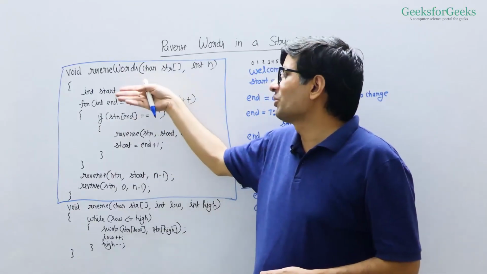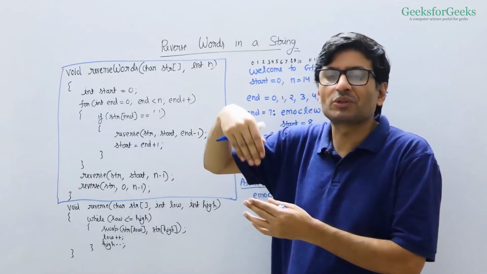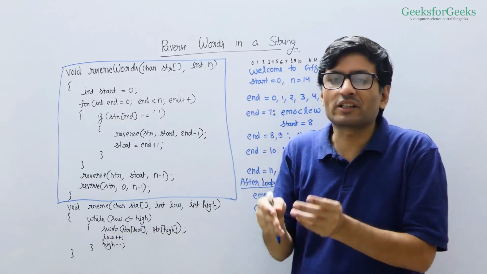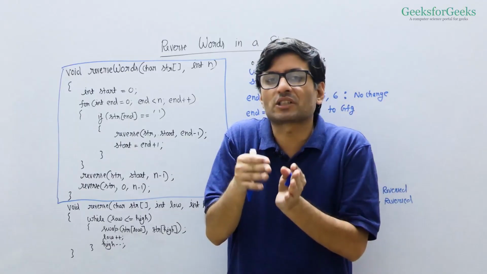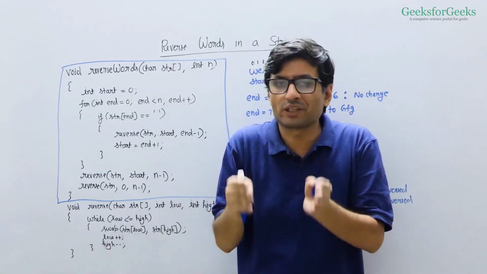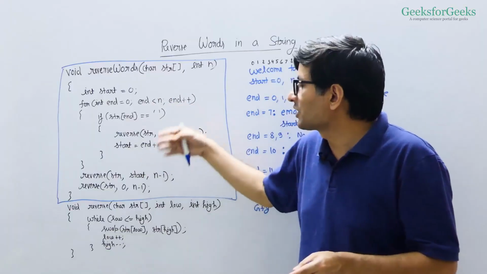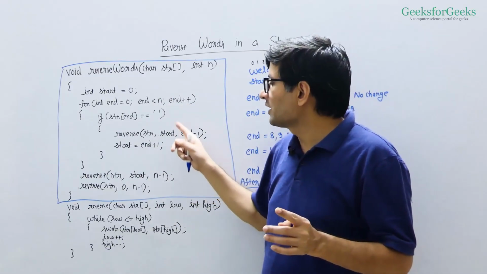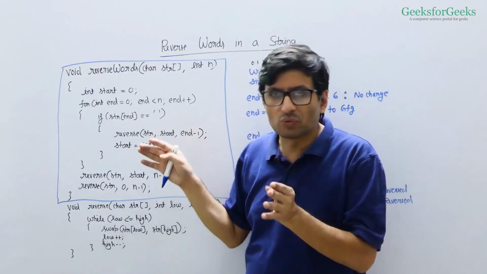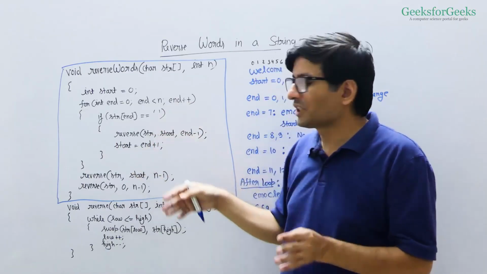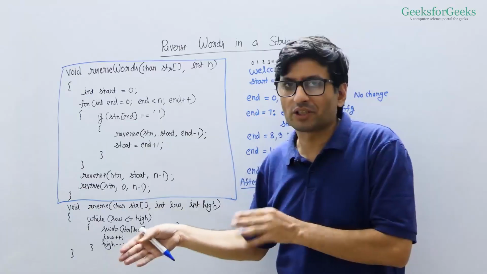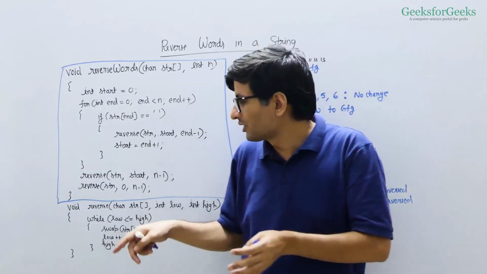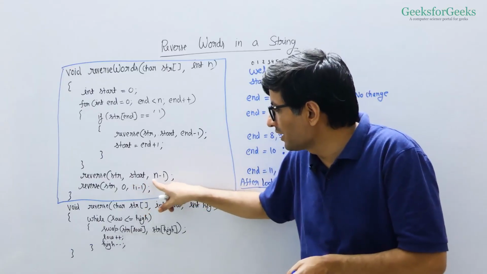So when we go to the next end, if it's not a space, we keep on incrementing end, and when we find a space, we know that characters from start to end -1 are forming a word, and we again reverse them. So this is how we keep on reversing all the words. The one thing to note here is that it would not reverse the last word, because you reverse a word when you see a space after it, but there would not be any space after the last word. So we are explicitly reversing the last word.